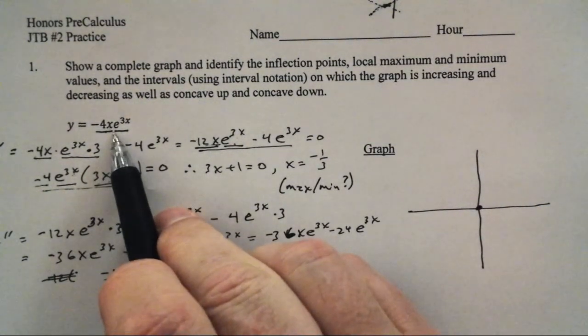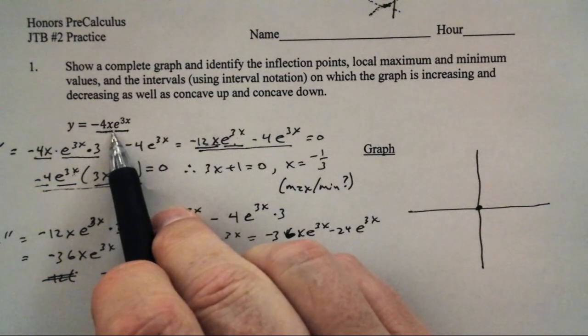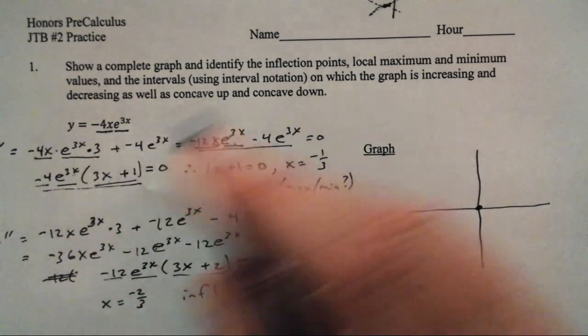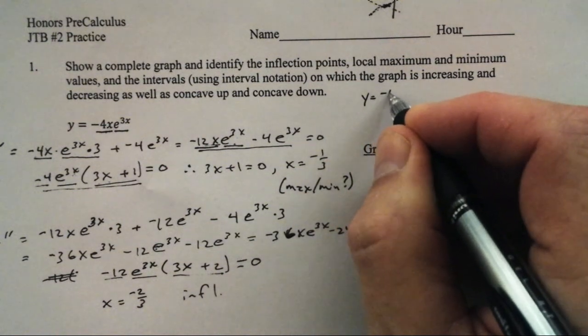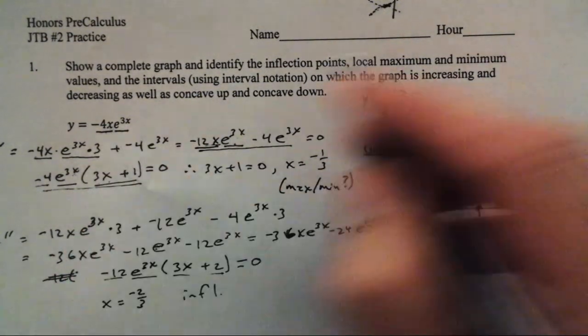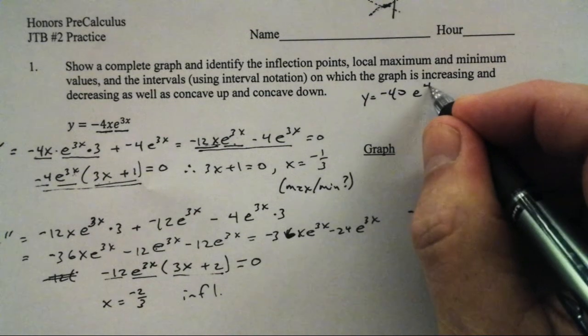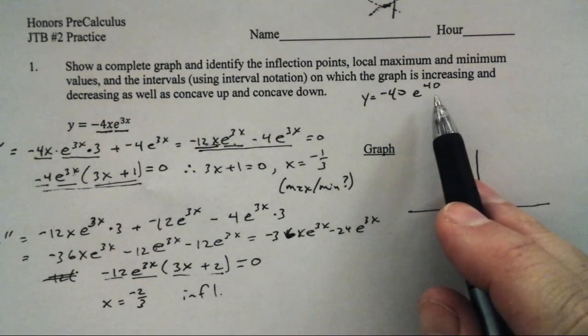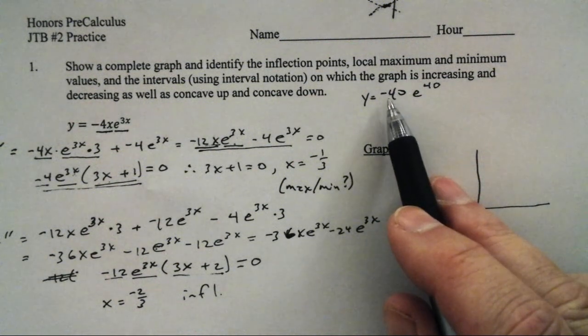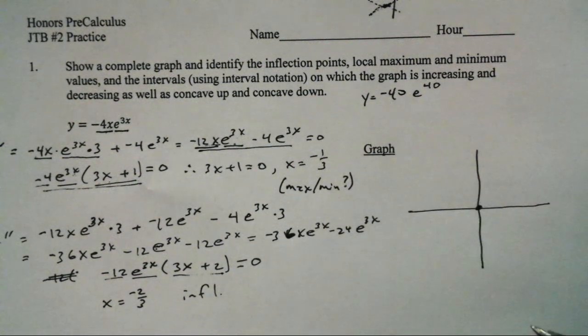And then I'm going to put a big x in. And by a big x, I mean maybe 100, 1,000, 1,000,000. But even for this function, even 10 works. If I just put in 10, I get y equals negative 40 e to the 40th. e to the 40th is an enormous number. Negative 40 times it makes it a more enormous negative number. This graph is going to go down.